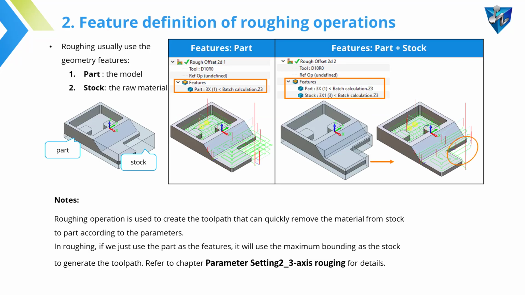Then the second part is feature definition of roughing operations. For roughing operations, we can use geometric features, part and stock. There will be 2 situations, only with the part feature or with part and stock features. If only with the part feature, ZW3D will consider the bounding box as the stock. We will go into the details in limiting parameters in chapter parameter setting 2 in 3x roughing.